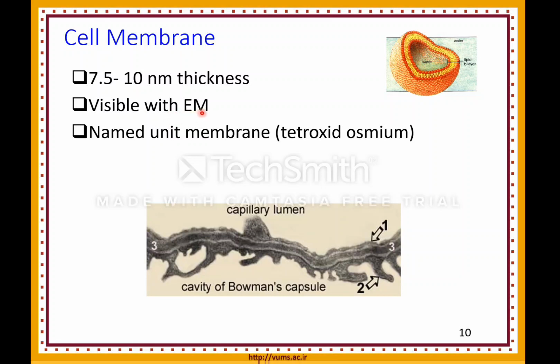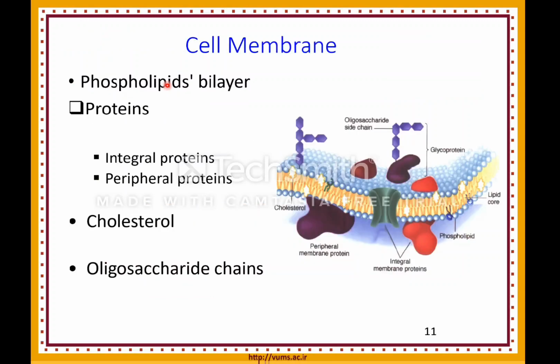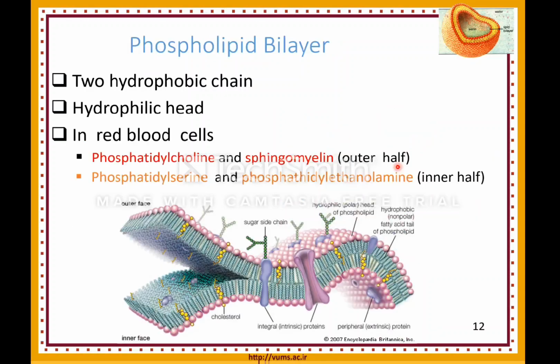But if we do a special staining such as periodic acid-Schiff, we may be able to see the cell membrane by light microscope. The thickness of the cell membrane in different cells is between 7.5 and 10 nanometers. The cell membrane includes phospholipid bilayer, proteins, cholesterol, and oligosaccharide chains, which we will cover in detail in other slides.